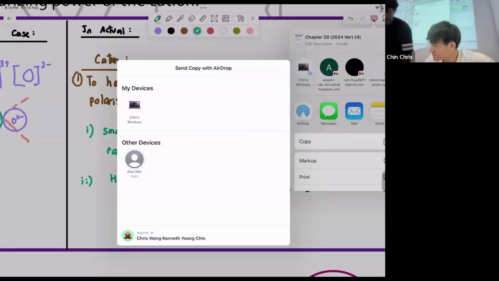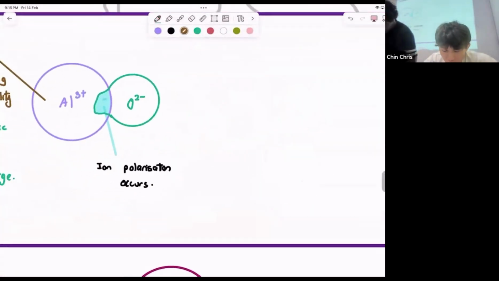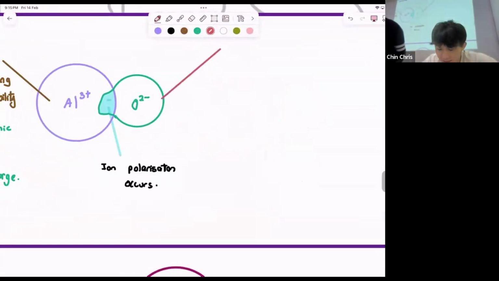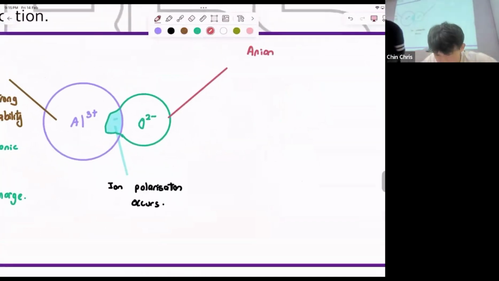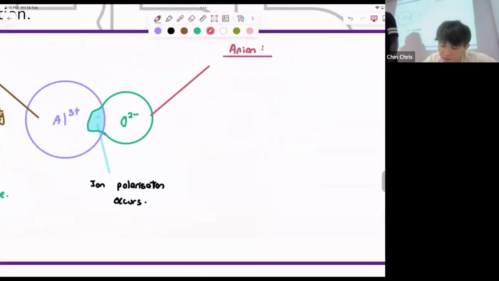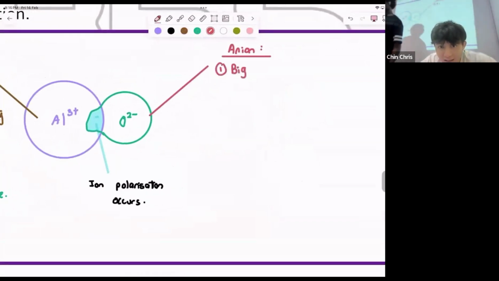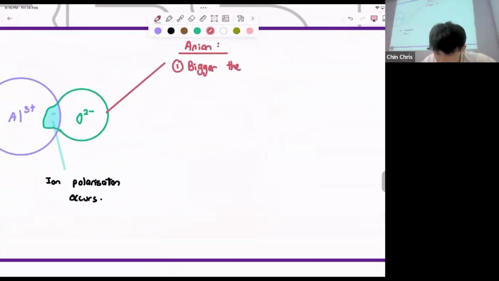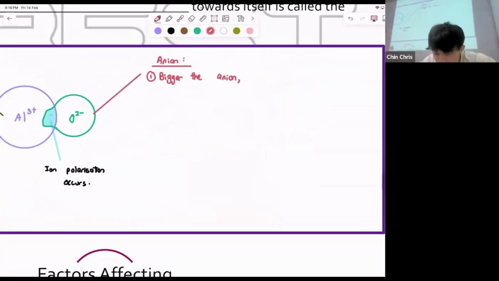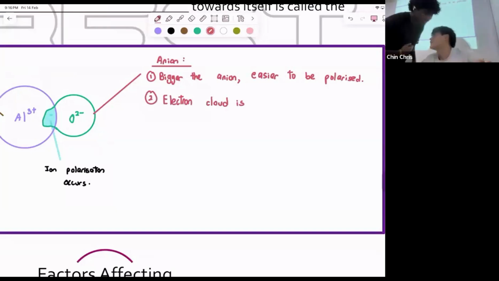All right, guys, next. Okay, let's look at your anion. So again, in order for your anion to be easily polarized, easy chapter. So again, I can say the bigger the anion, then the easier it is to be polarized, right? Correct. Okay, so which means the electron cloud is distorted.